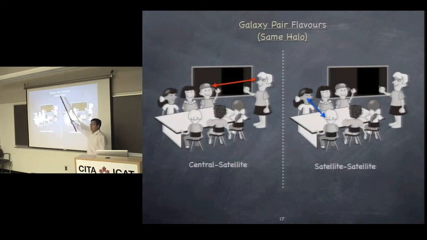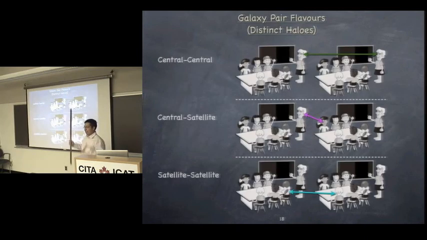But that need not be the case for all of them. You can have more exotic situations, and I call them flavors because I like particle physics. So it could be the case that you have two halos and you're pairing up the two central galaxies. This is a central pair.